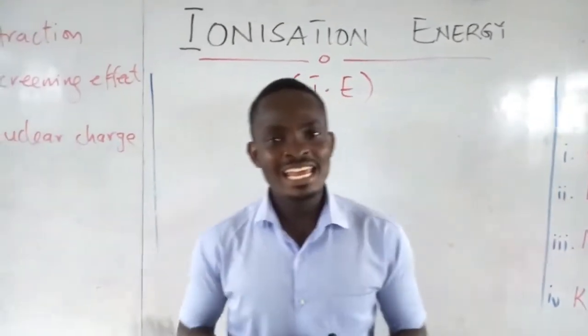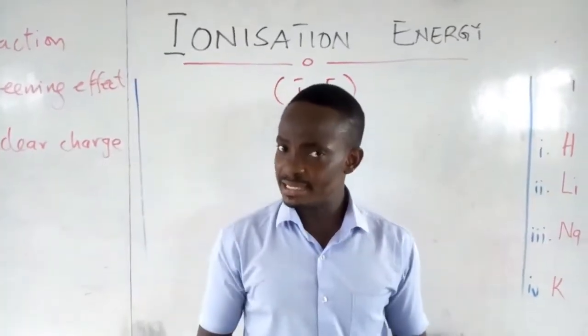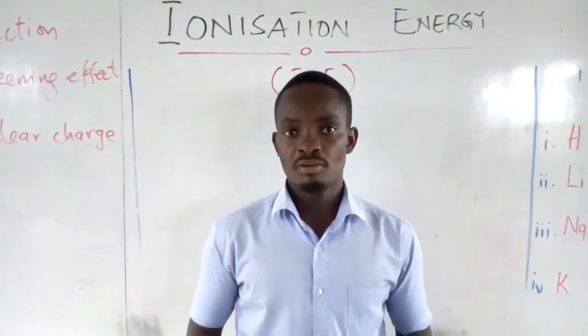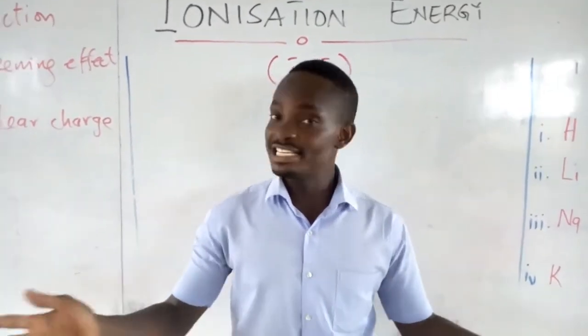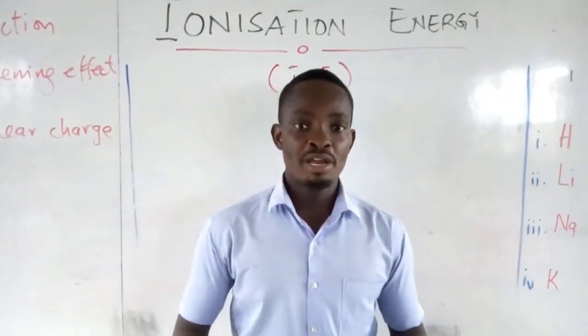So IE is the minimum amount of energy needed to remove the outermost electron from a neutral atom. You can write it down: the minimum energy needed to remove the outermost electron from a neutral atom.